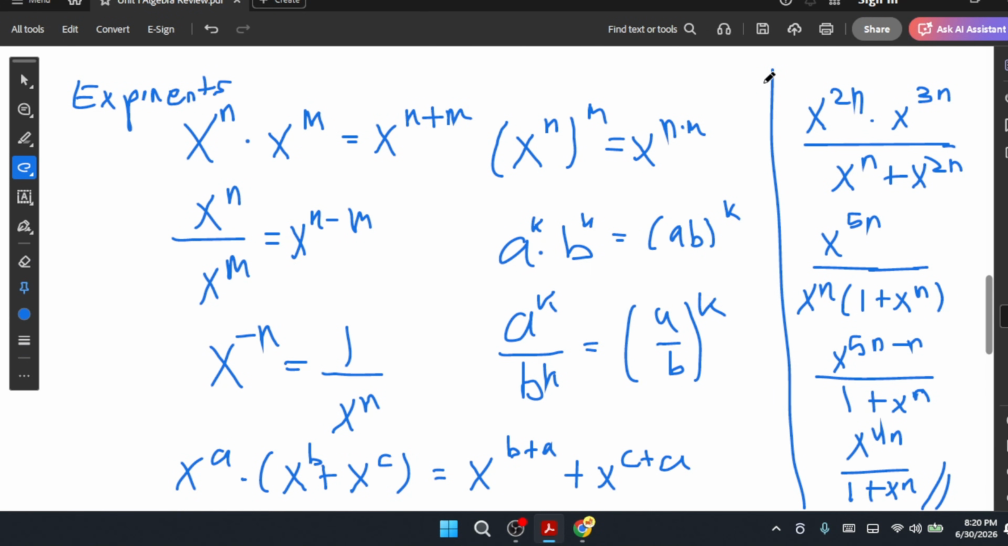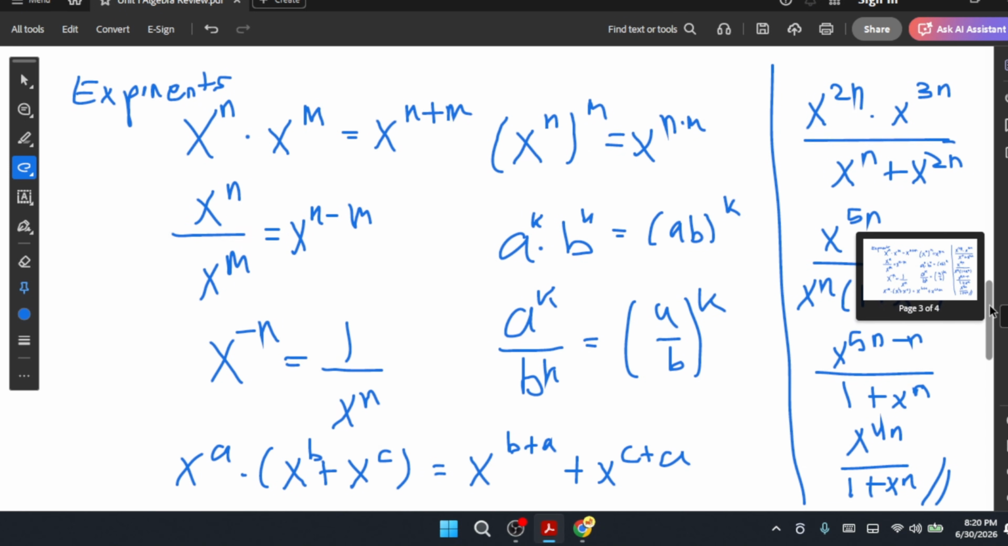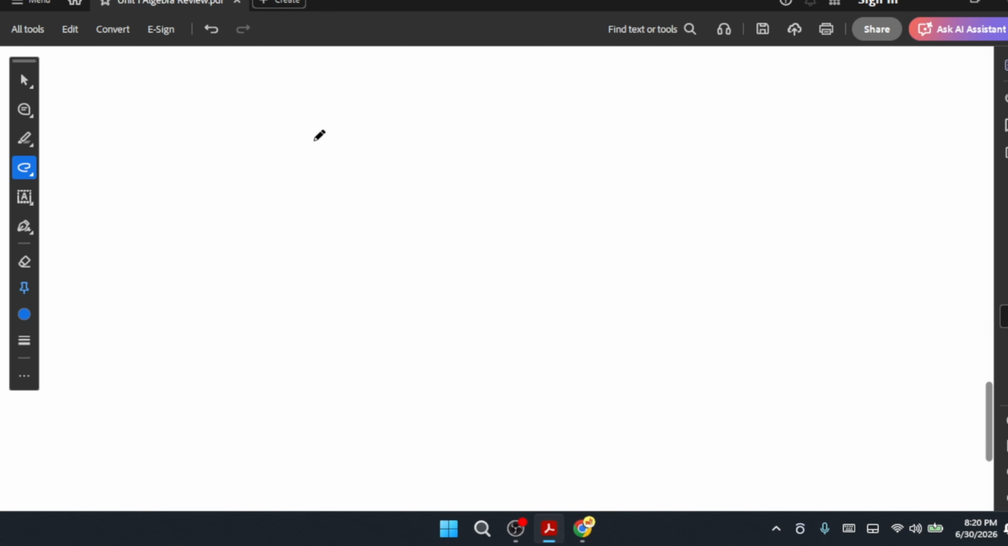The practice questions will be at the end of the unit. So we're going to get to the practice at the end of the unit. And then the third thing we're going to review is radicals.